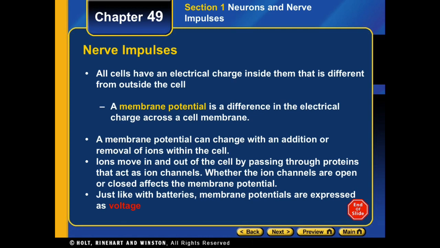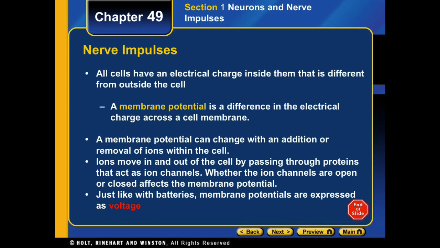All right, one thing you might not have known is that all cells have an electrical charge inside them, and that electrical charge is different from the electrical charge that is outside the cell. That is called the membrane potential. The membrane potential is the difference between the two charges across the cell membrane. A membrane potential can change if you add and remove chemicals.